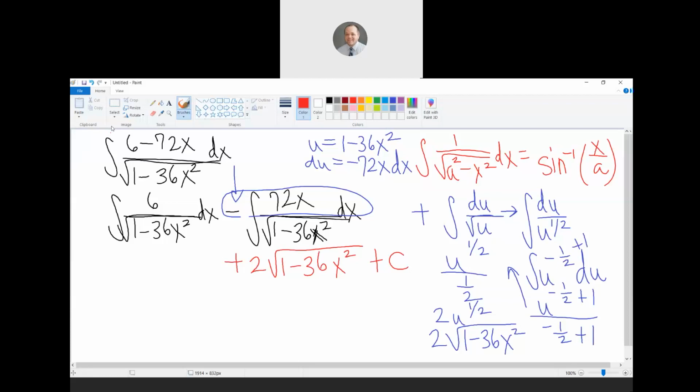The first thing I'm going to do with the first part is move this 6 in front. So that leaves 1 upstairs. Now, our first integral is kind of in the form of our integral formula over here. But we need to get x squared by itself.